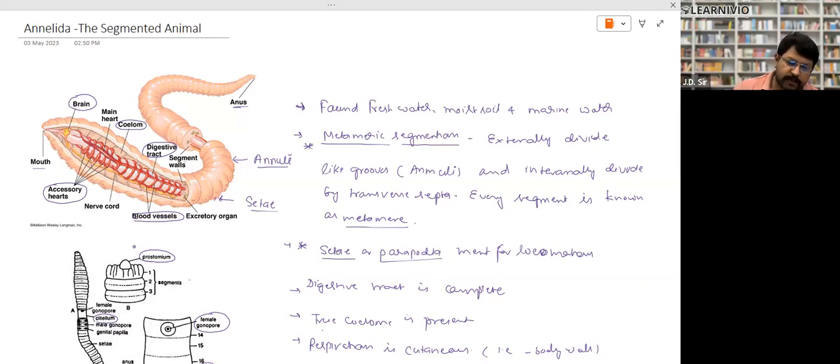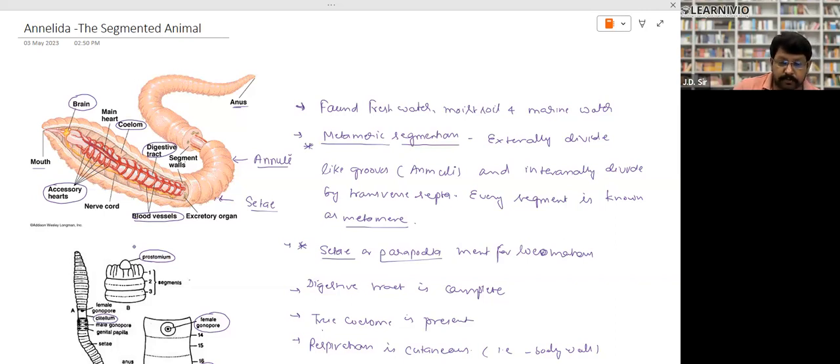Yes, sir. Okay. So next point, they have setae or parapodia, which are meant for locomotion. Next point.